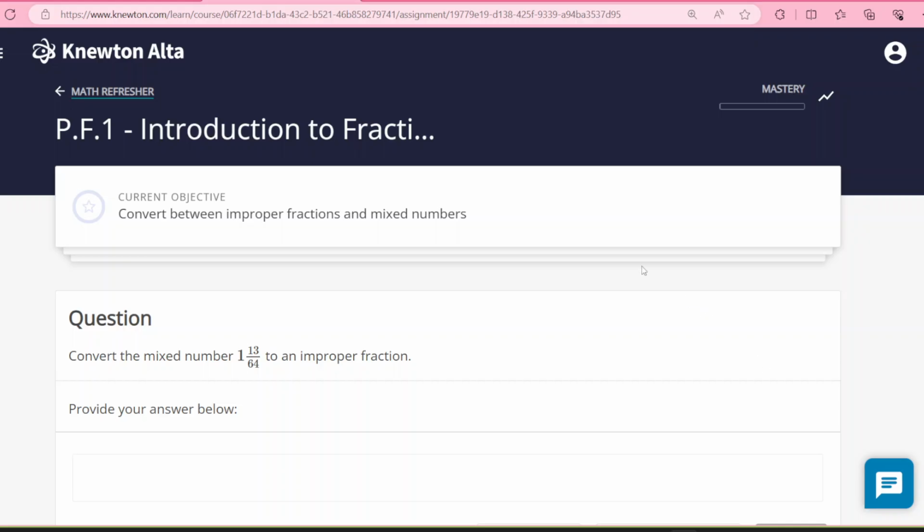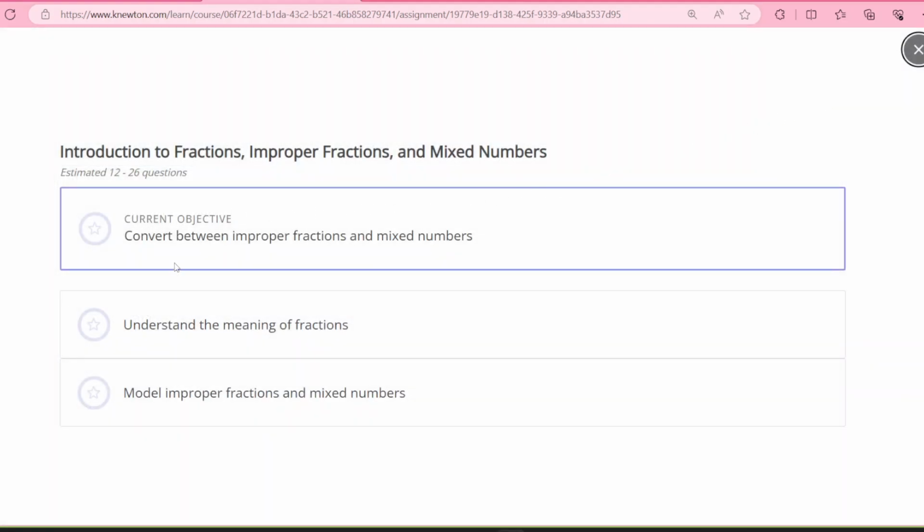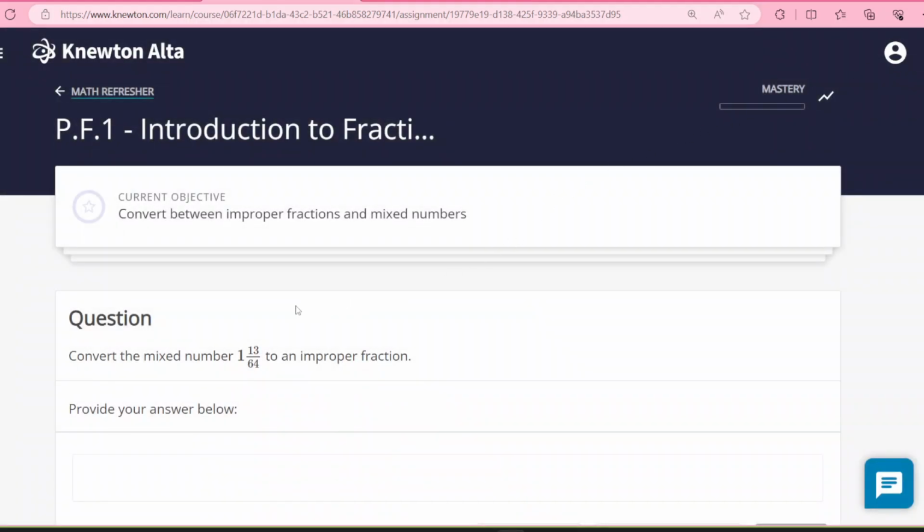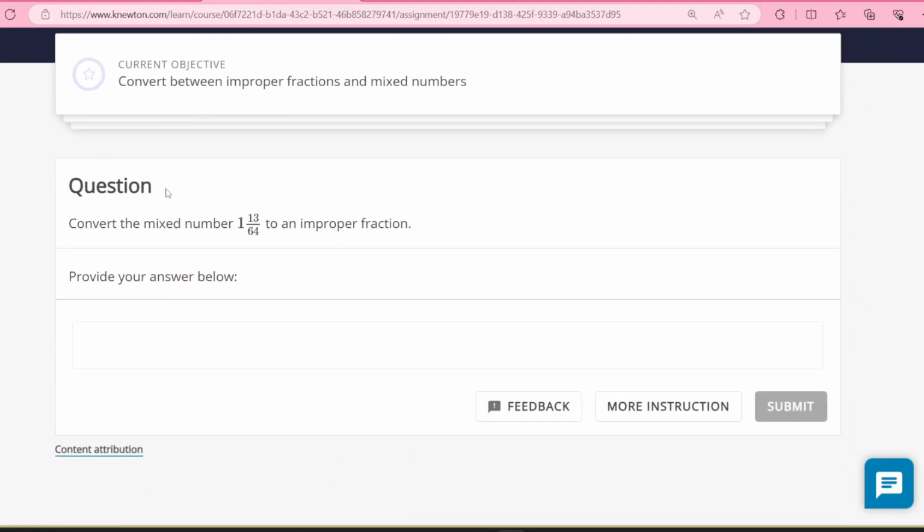So here is a Knewton Alta assignment, what it looks like. In the left corner, you've got the title of the assignment. Upper right-hand corner, you have this mastery bar, showing you how far along you've gotten in the assignment. Next to that, an activity log, where you can see the individual objectives in this assignment. So it looks like there are 3 objectives here, and you can see how far you've progressed in each objective. And beneath the current objective, back on the main page, there's a question related to that objective.